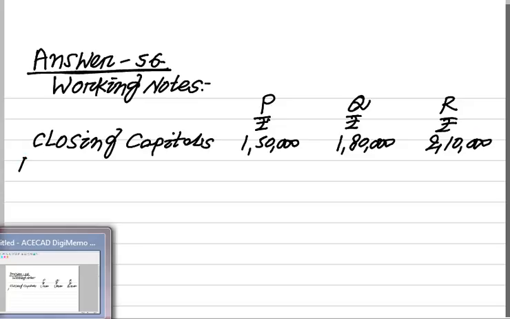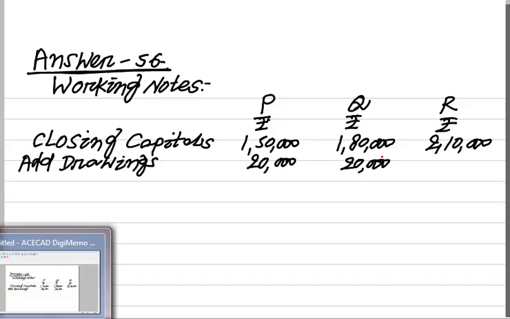You have to add drawings. Drawings of all the three partners are rupees 20,000 each. So please write down 20,000. We usually deduct drawings from the opening capital. Hence, we have to add drawings with closing capital to find out the opening capital. We have to go in a reverse manner.